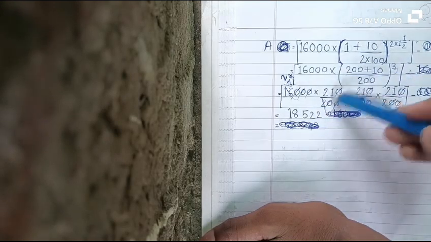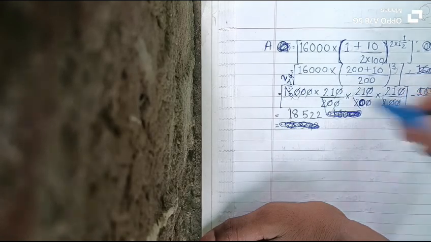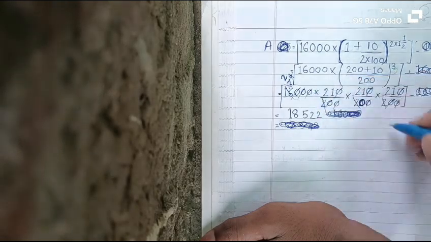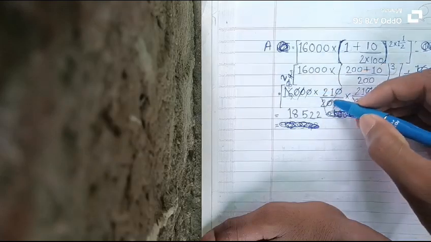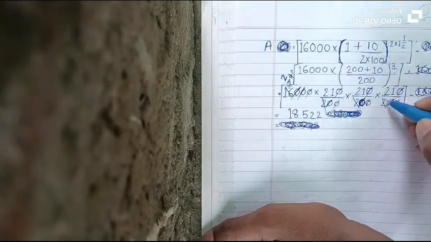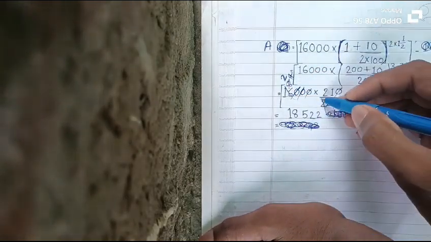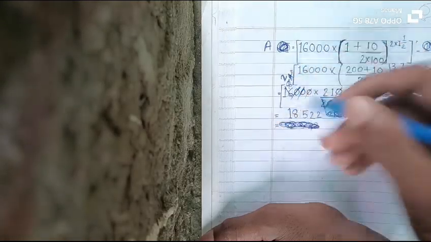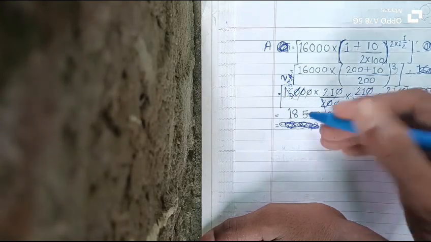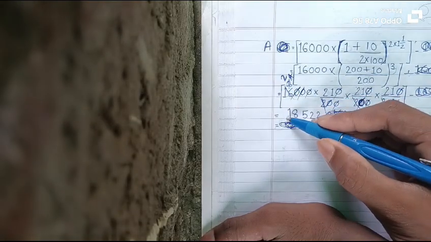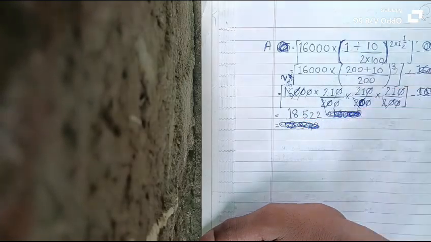So 10 and 10 get cut. Here also 10 cut, 10 cut, and from this 0 cut, and from this 0 cut. 16,000 becomes 16. From 2 it becomes 8, and from 2 it becomes 4, and again from 2 it becomes 2. And we will multiply 2 into 21 into 21 into 21. So you can multiply it by yourself. The answer comes to 18,522. So this is the answer.